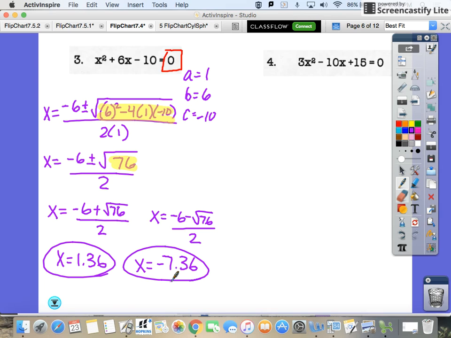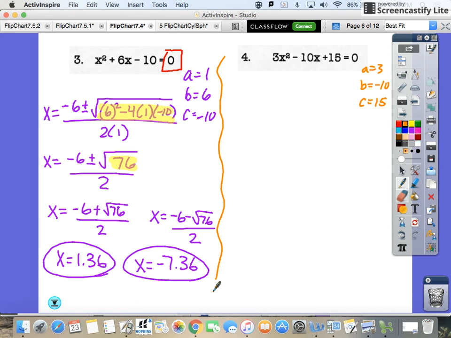All right. This one also looks totally different than yours, so make it look equal to 0. Like make this one equal 0 if it doesn't already, or just copy this one down. So for this, A is 3, B is -10, and C is 15. So this one, the A value is a little bit different. So we're going to have x is equal to opposite B, so that's 10, plus or minus the square root of b squared minus 4ac, all over 2a.